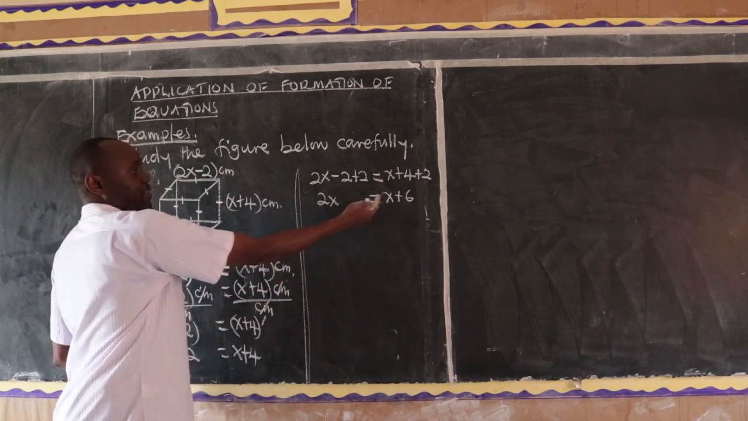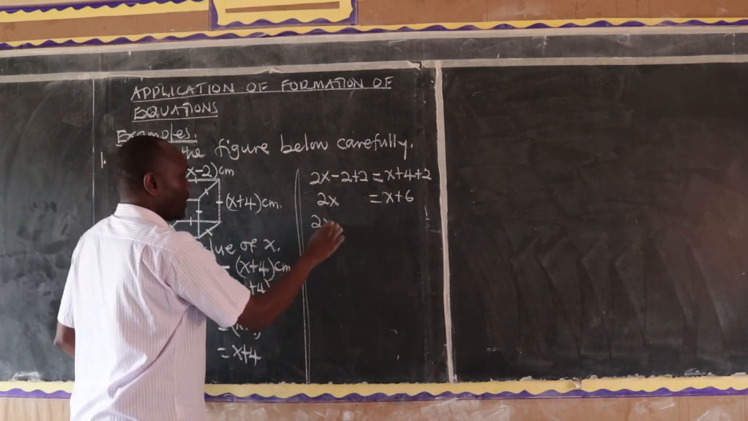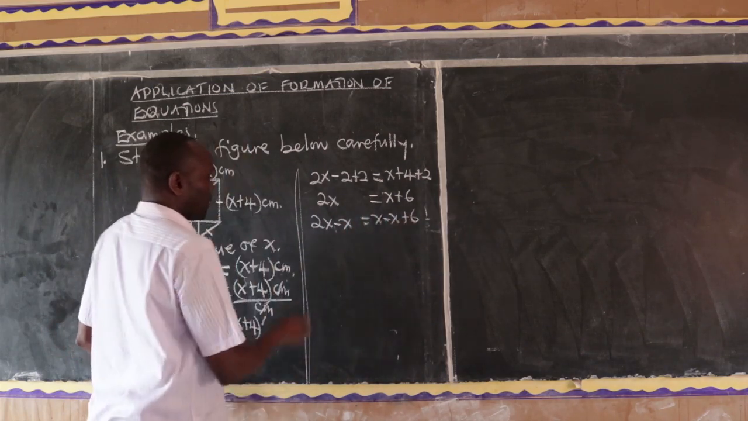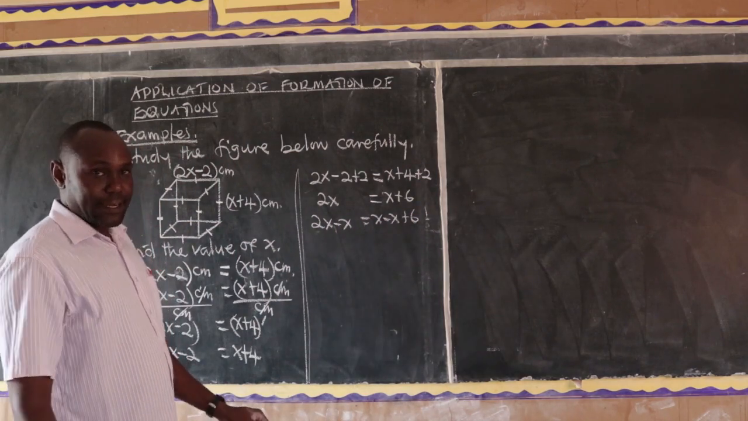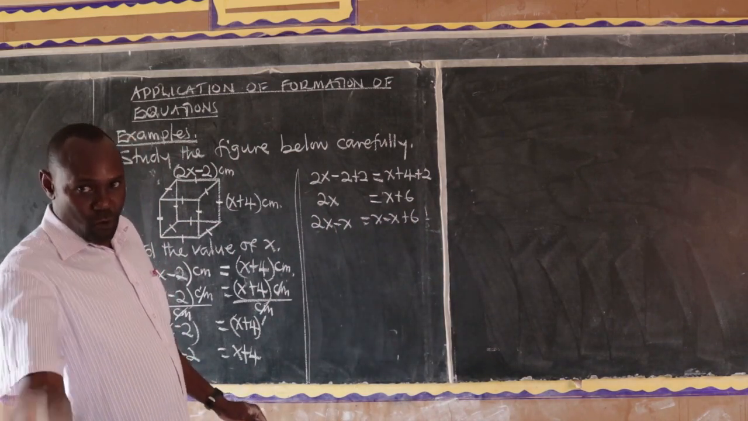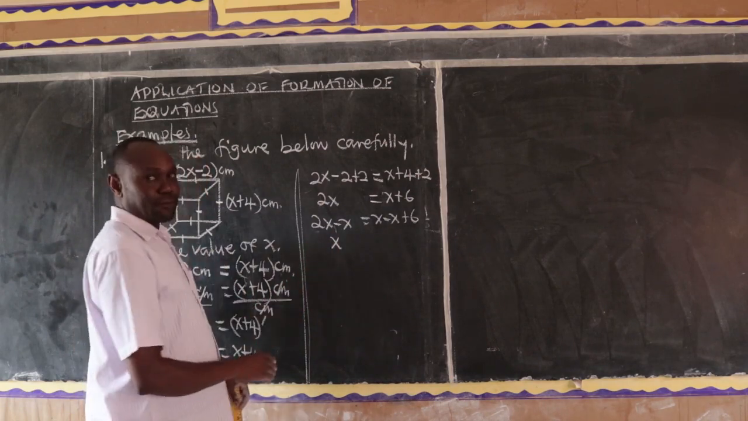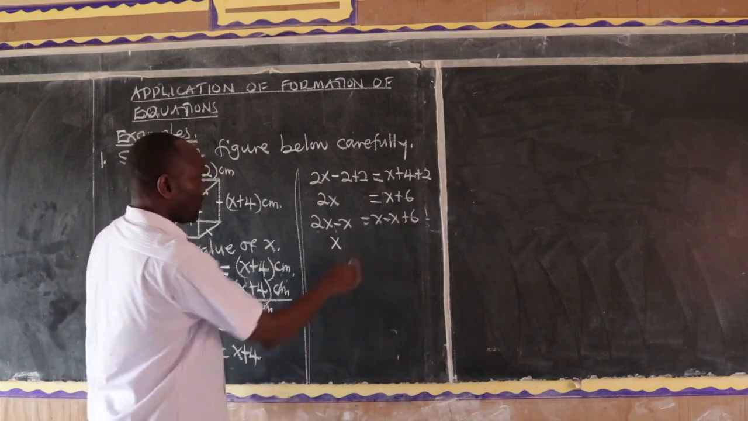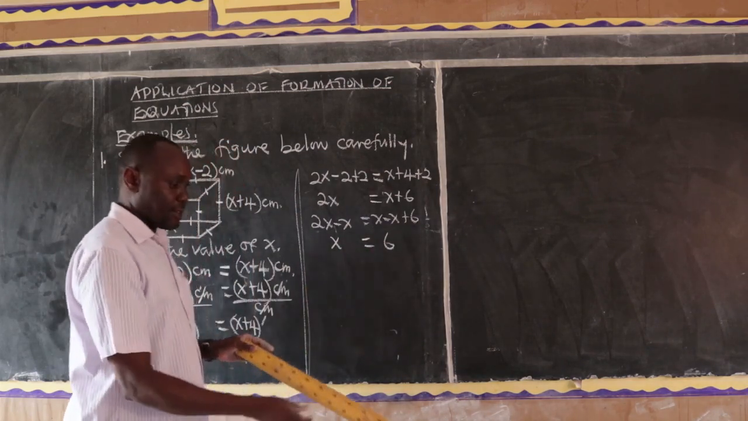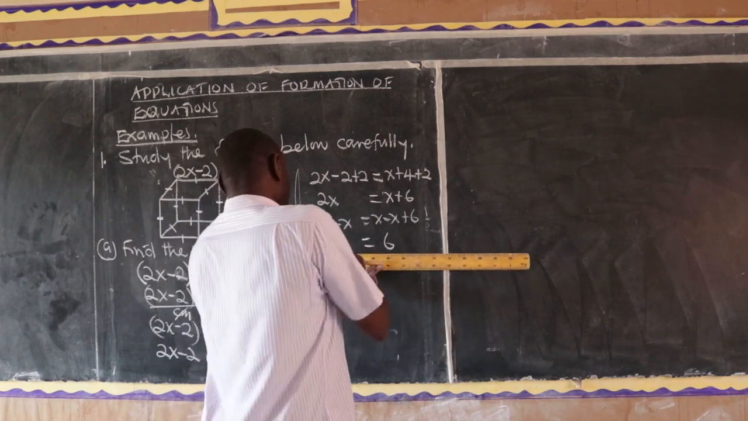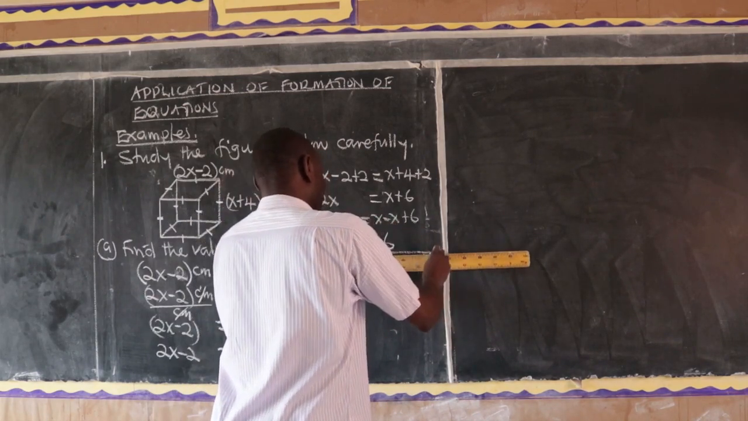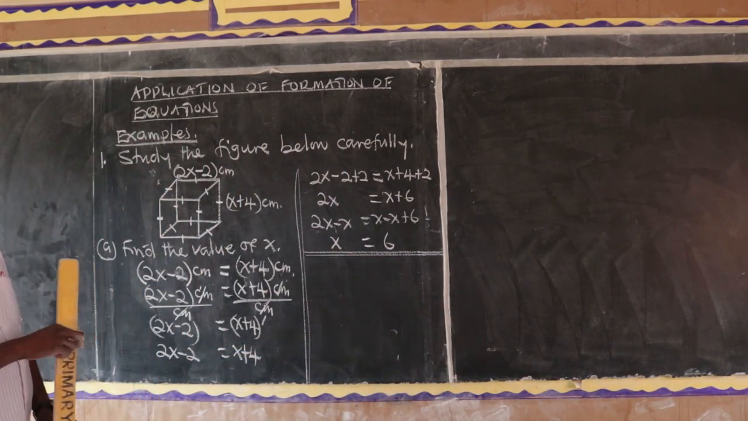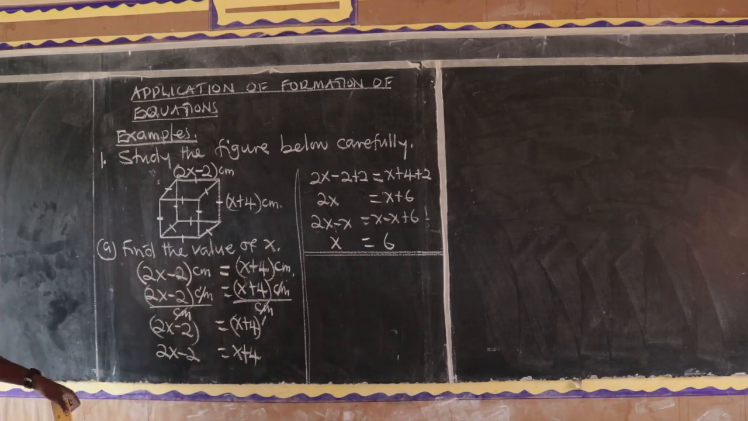So we bring now x also beside here. So 2x minus x equals x minus x plus 6. 2x minus x, that is simply 2 minus 1, gives us x. But we don't say 1x, we simply say x equals 6. Don't again put the units. We have already cancelled there the units. So that is the value of x.